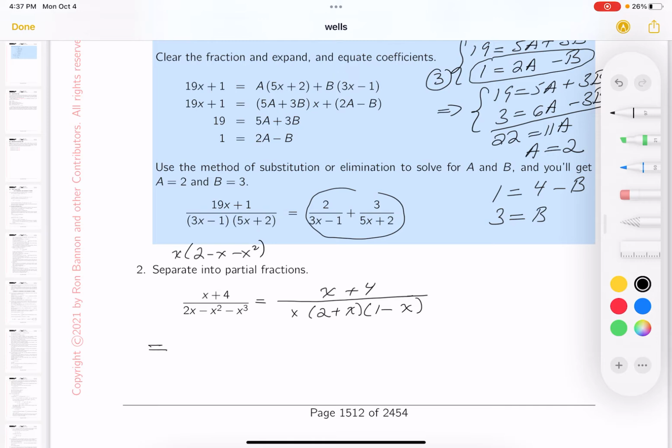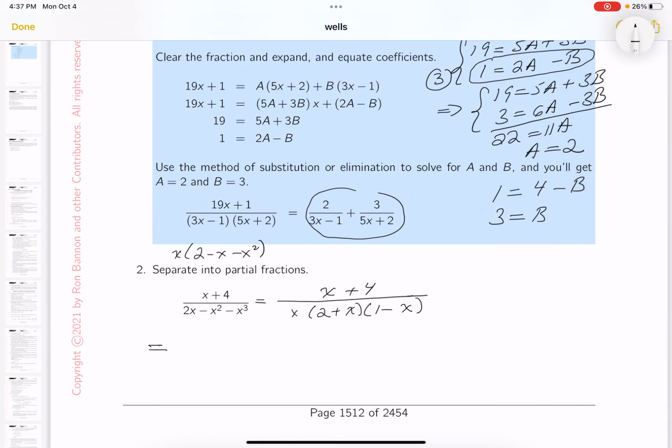I got to write this down. I'll put it over here. And what are you going to get? You're going to get one fraction with an x in it, we hope. One fraction with a 2 plus x in the bottom, we hope. And one fraction with the 1 minus x in it, we hope. All right, what do you mean hope? I hope we can get these things done. So A, B, and C. So the linear factors, we're just going to throw those A, B, and C's up there, okay?